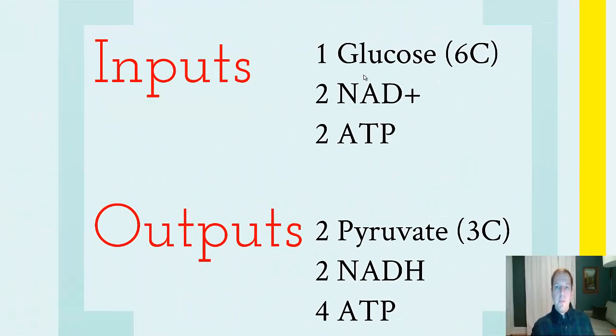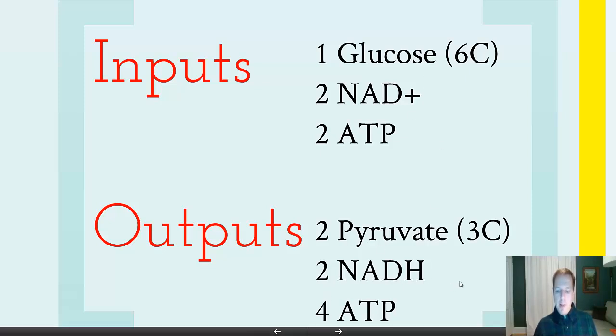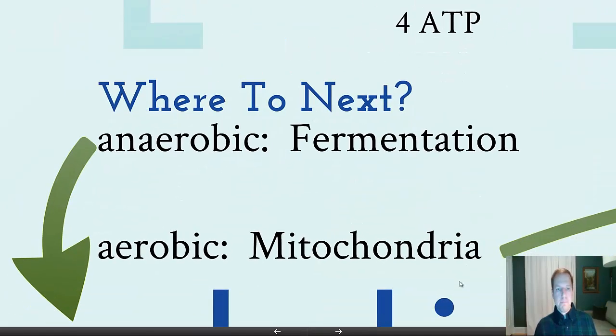Again, just to summarize, if we start with a molecule of glucose, 2 molecules of NAD, and 2 molecules of ATP, which is the energy input phase, what we're going to get from that are 2 pyruvate, which are these smaller 3-carbon molecules, 2 NADH, which again received the electrons from glucose, and 4 molecules of ATP.